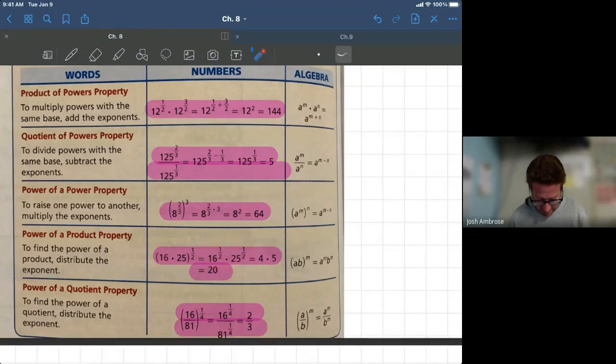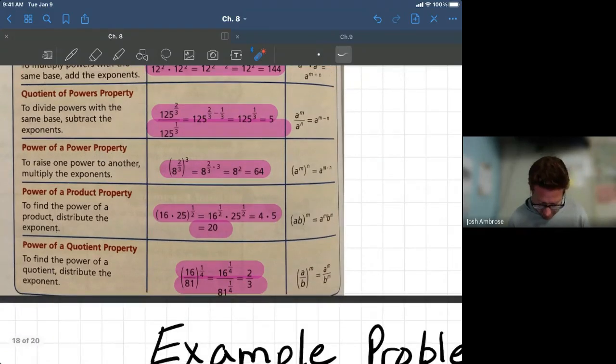And then anything to the 1/2 power, that's the same thing as saying the square root. So the square root of 16 is 4. The square root of 25 is 5. And then multiply these to get the 20. All right.